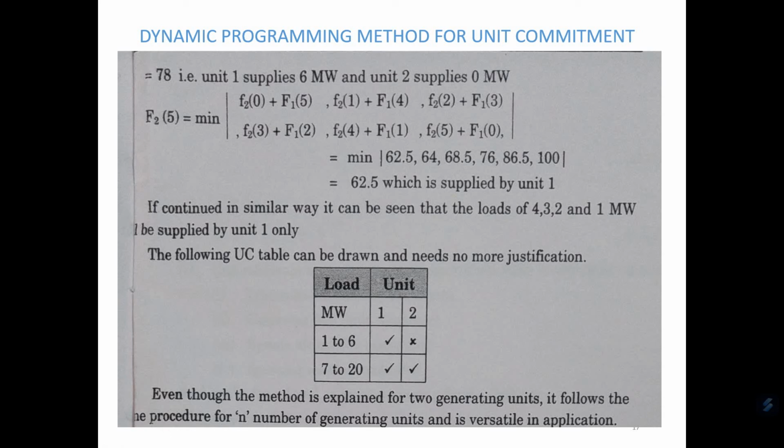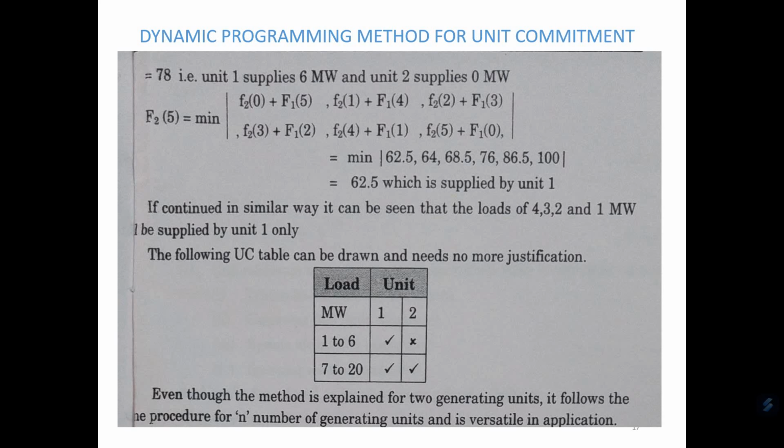And if the load change is from 7 to 20 megawatt, then both the units, or both the generators, need to start. So this is the unit commitment table. Now I think it is clear what the dynamic programming method for unit commitment is, how we need to do the calculation, what the constraints are, and what the advantages of this method are.